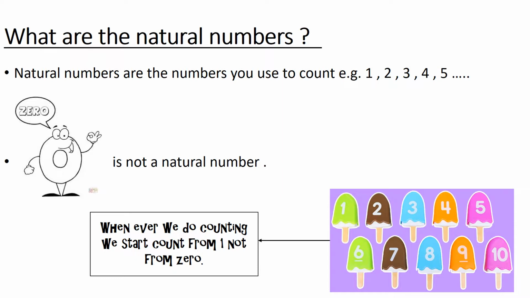What are the natural numbers? Natural numbers are the numbers you use to count, for example 1, 2, 3, 4 and 5. As you can see from the diagram below, we are not going to start our counting from 0. We are always going to start from 1, 2, 3, 4. So 0 is not a natural number.